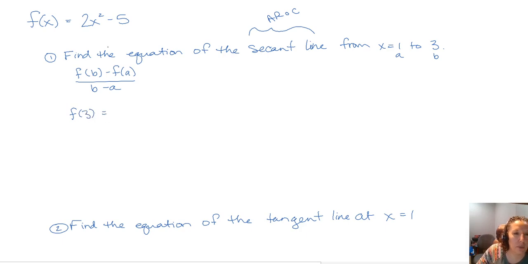Function notation, we're going to plug in 3 for x, so we'll get 2 times 3 squared minus 5, and that simplifies to 13. F of 1, we're going to do the same thing. Plugging in 1, we get negative 3.